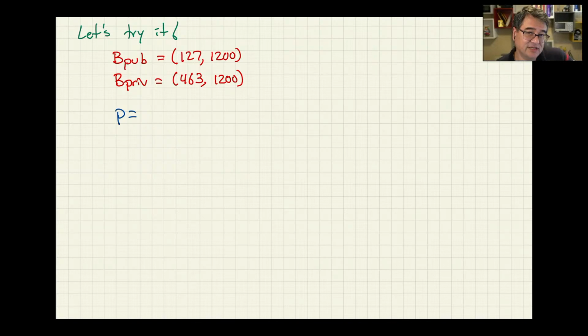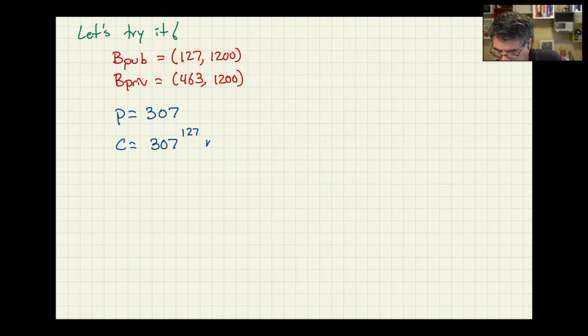I could do something like today's date, right? Today's March 7th. So maybe we can do 307. That's March and then 7th. So that's going to be our plain text. To calculate the ciphertext, we're going to take 307 and raise it to the 127th power mod 1200.